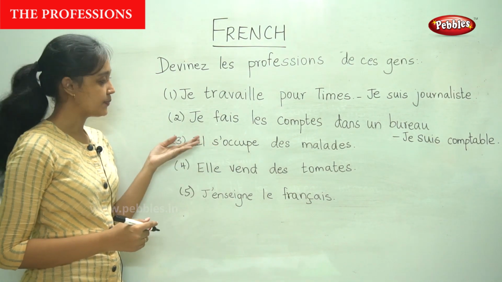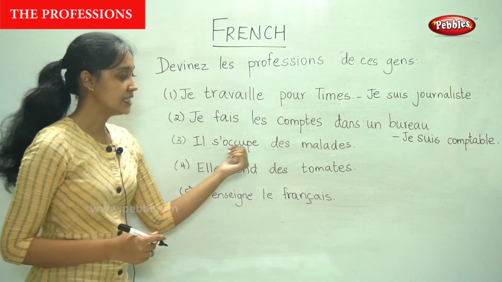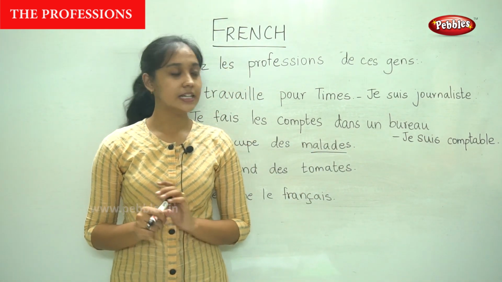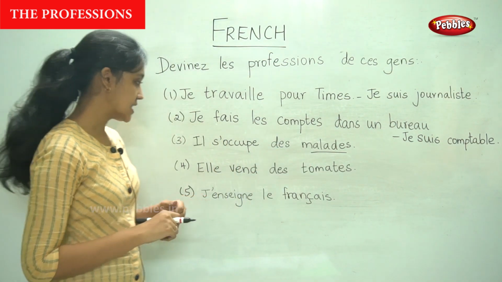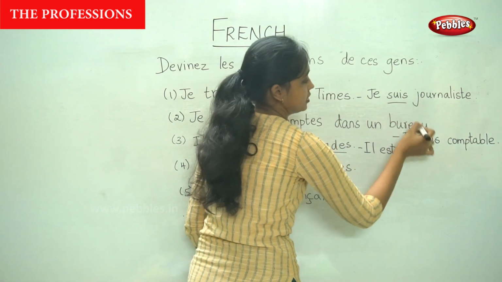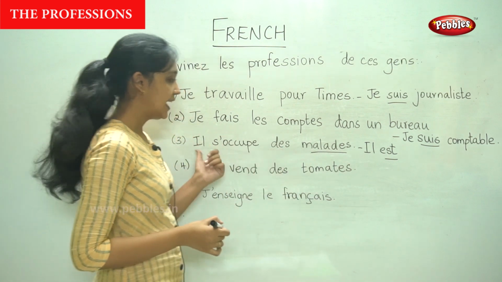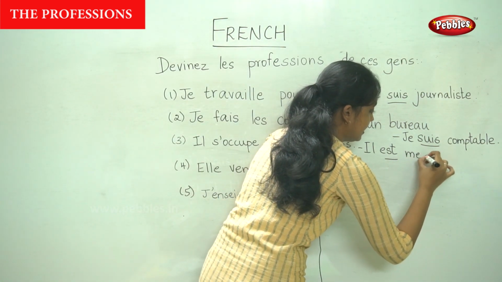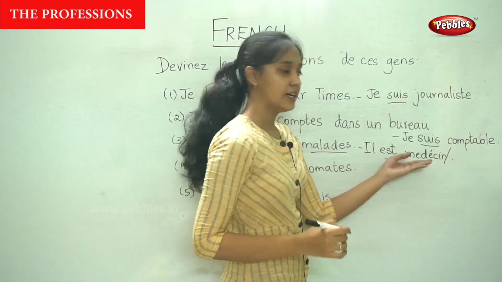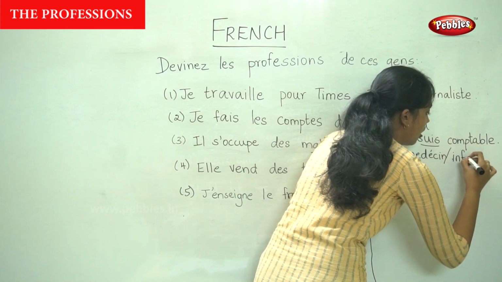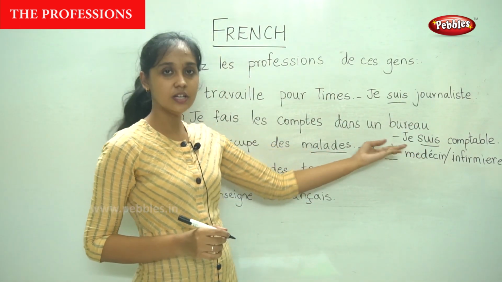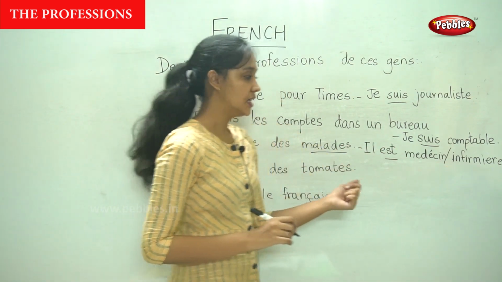Moving on to the next sentence. Il s'occupe des malades. He takes care of the sick. The malade means the sick people. So who takes care of the sick people? He is either a doctor or a nurse. So il est. So if you notice, the conjugation changes. For il, it is est. Il est. For doctor, we say médecin, or he can be a nurse. For nurse, it is infirmier. Il est médecin. He is a doctor, or il est infirmier, a nurse.